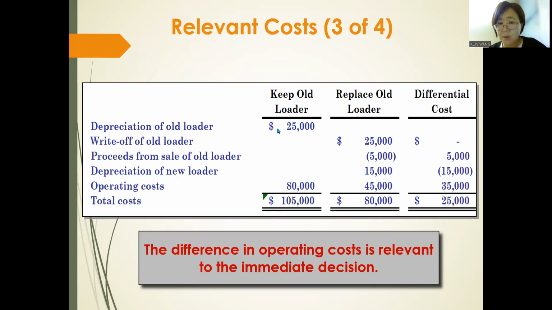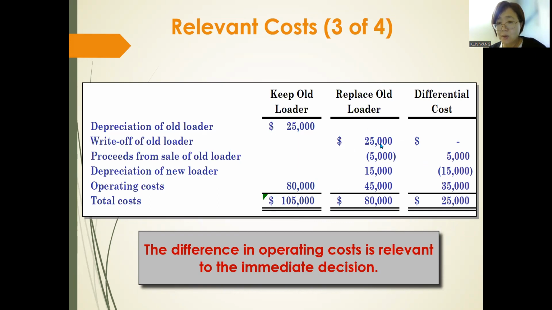Keeping the older loader, you will have the 25,000 book value depreciated, plus the annual operating cost, and you end up with 105,000. But if we decide to replace the older loader with the new one, you will have a one-time loss.